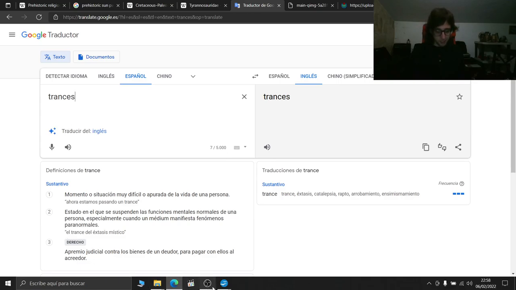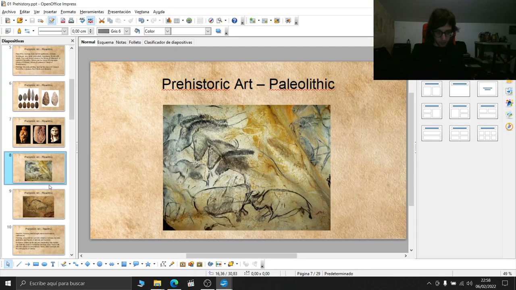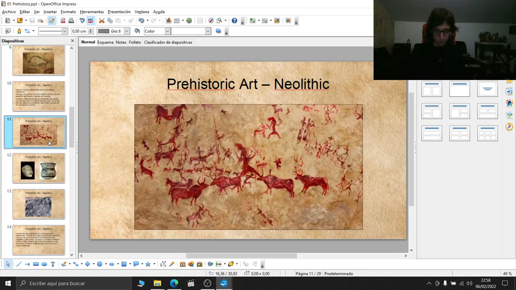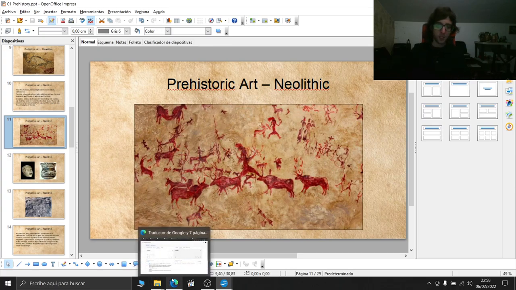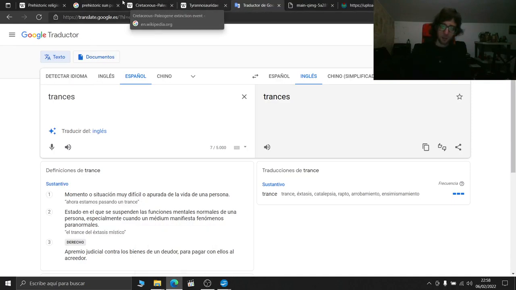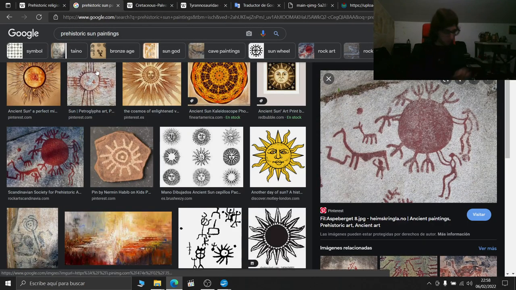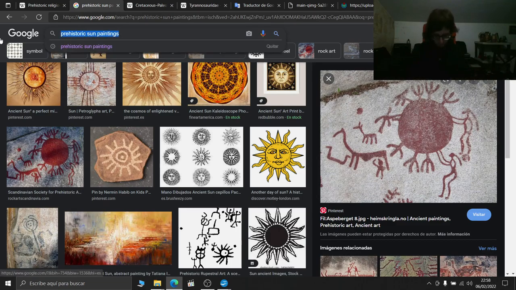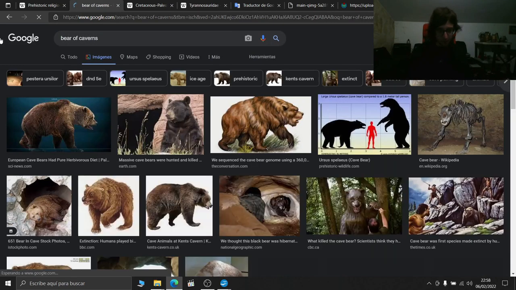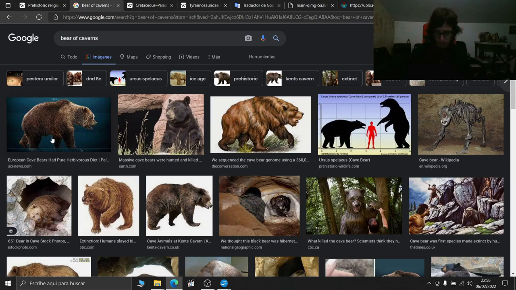Then paintings provide good luck in the hunting, so this kind of painting is for good luck when going to hunt. Possible cult to the cavern bear, the bear of the cavern. I have read that this is pretty much not true, but anyway, it's interesting to know, just as curiosity. The cave bear. It's a very big bear, much bigger than current bears.